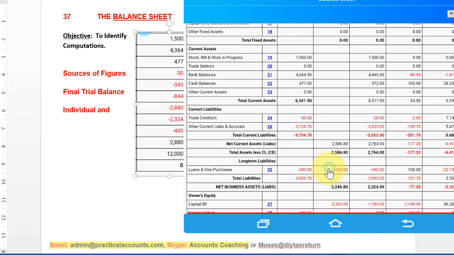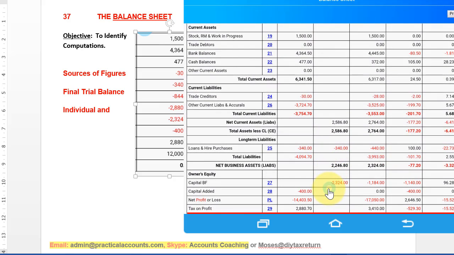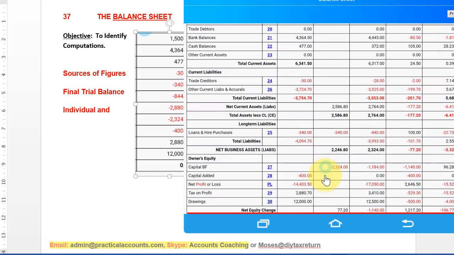And then we scroll down. We've got capital brought forward. This is the opening capital at the start of the financial year. This is the capital added of 400, which was the very first transaction recorded. And then this is the net profit. It's coming from the profit and loss account. You can look back and confirm that. And you remember we also recorded the amount owed for tax. Now the net equity change.